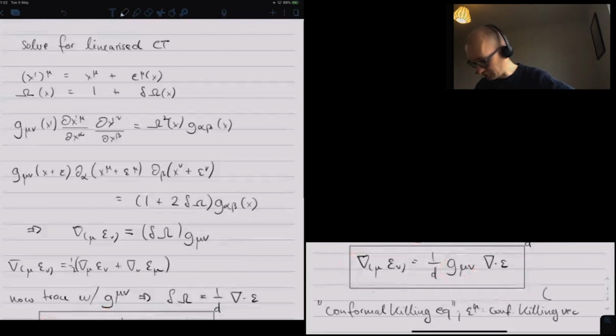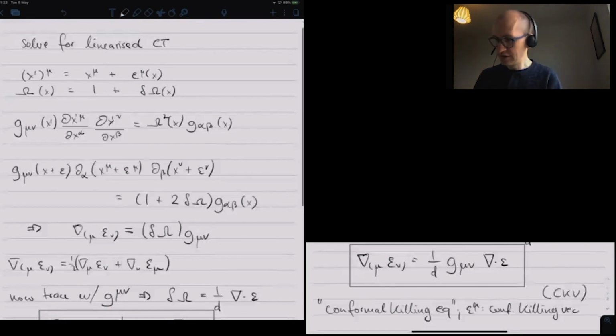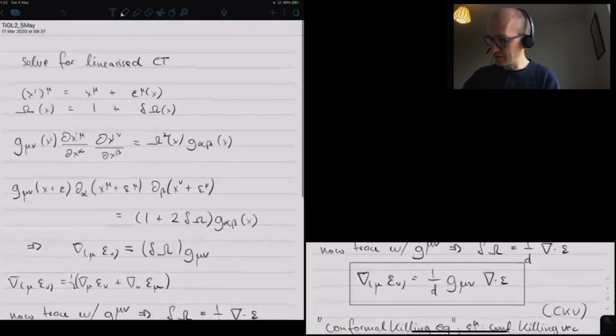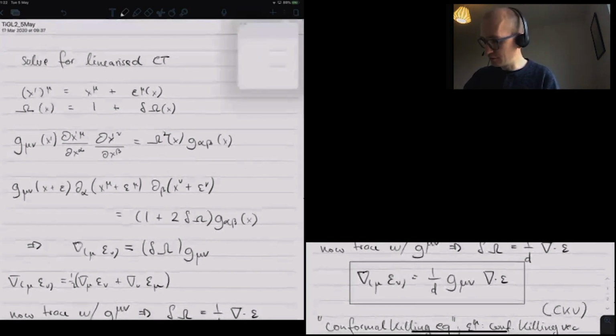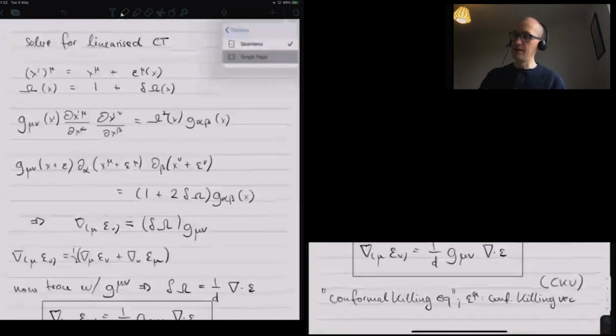People also like to call those CKV, conformal Killing vectors. So we've written down those things in general, but here we go again. So now let's write them down.